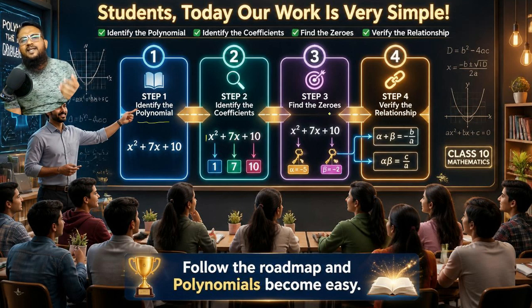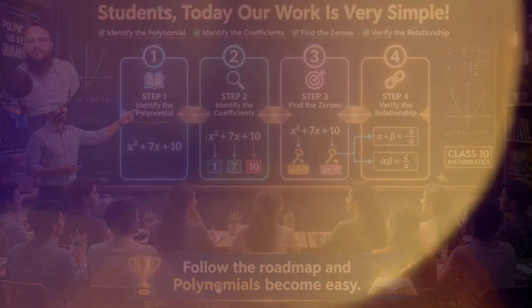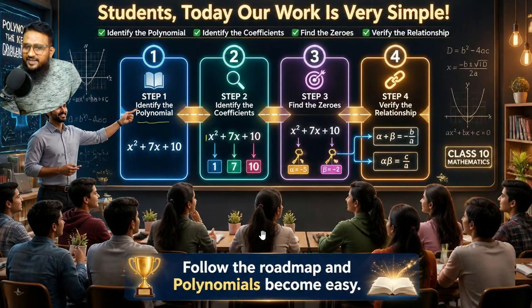The third step is finding the zeros and the fourth step is the relationship. The relationship formula is very simple. Alpha plus beta equals minus b divided by a. Alpha times beta equals c divided by a. We will understand step by step, students. Please follow the roadmap. Polynomials become easy.